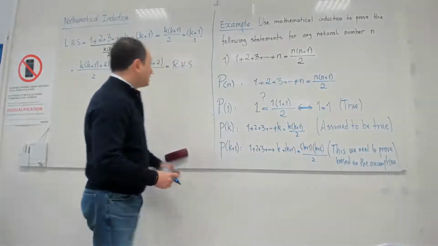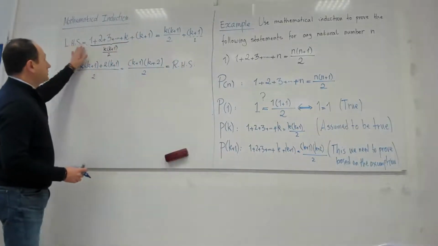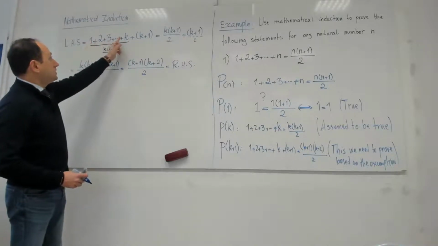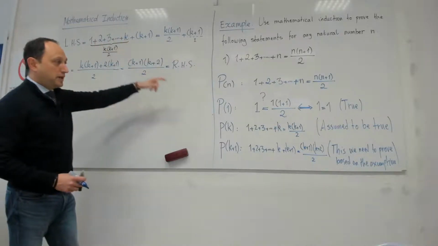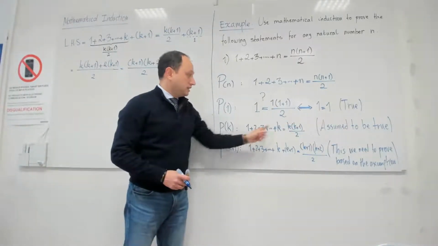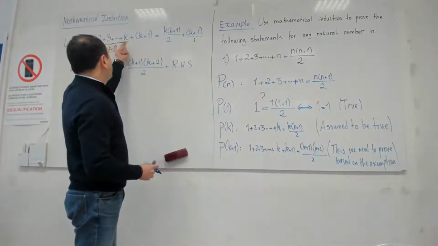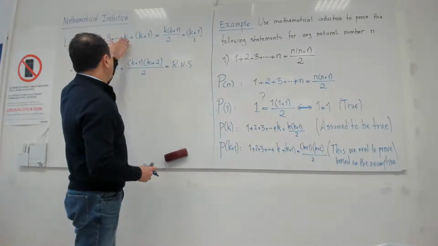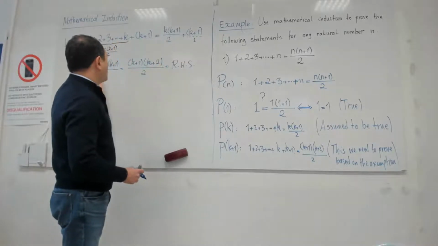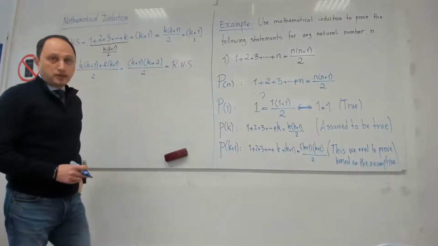Okay, so what I have done here, I have written the left-hand side, and then I realize that from this step to this step, I know based on the assumption of the induction that this equals this one. Instead of the first k terms, I put this expression and I just did some algebra and I reached the right-hand side.